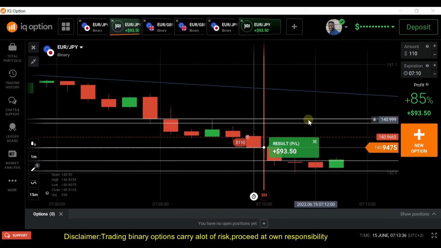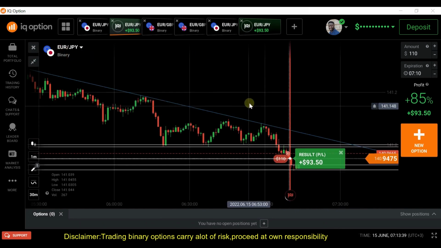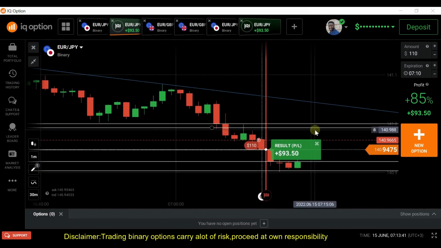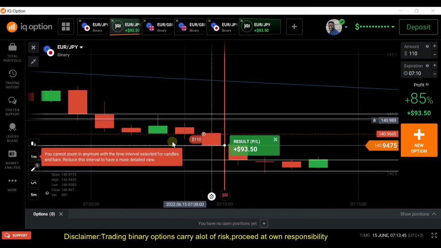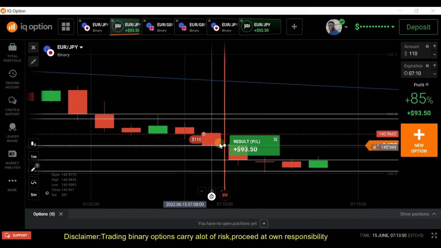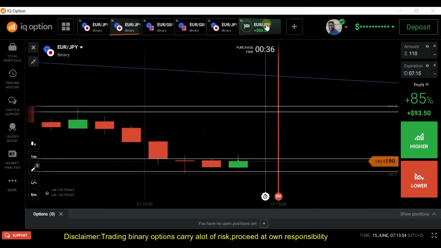So this other trade was a continuation trade. I saw the momentum on the downward side. Broke the level, got a retracement candle. After a retracement candle, again a spinning top candle. So this shows you that we might continue to the downward side. So I did a put option on the next candle. So we won that trade.